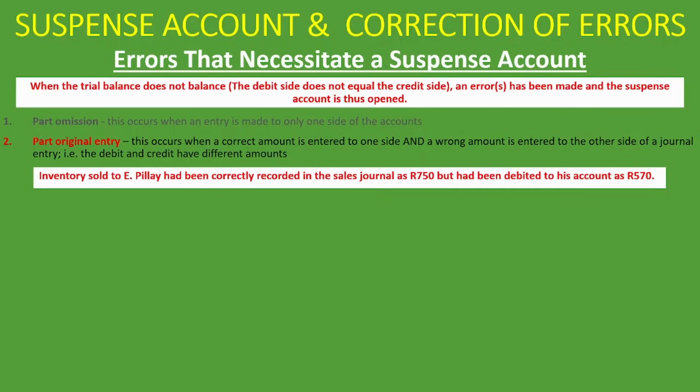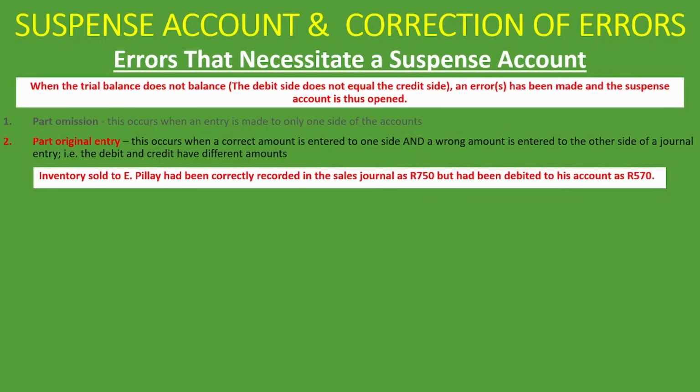That's our debit because that is a receivable, money we ought to receive from someone we sold to on credit. That is why it's an asset. And we credit sales because sales is an income. That is what we should have done. And the amount there was 750 Rand, as we have been told here that it had been correctly recorded in the sales journal as 750 Rand. But it had been debited to his account as 570 Rand.